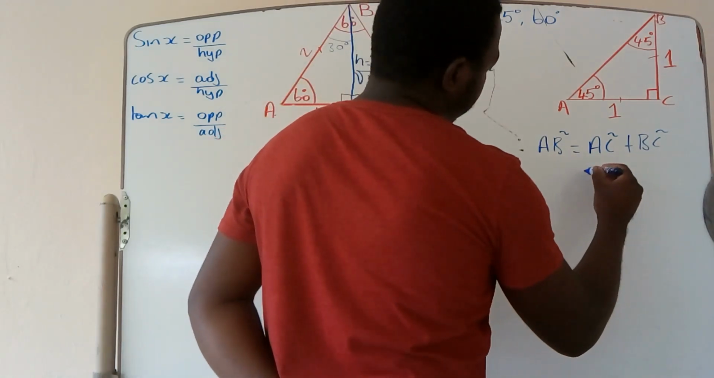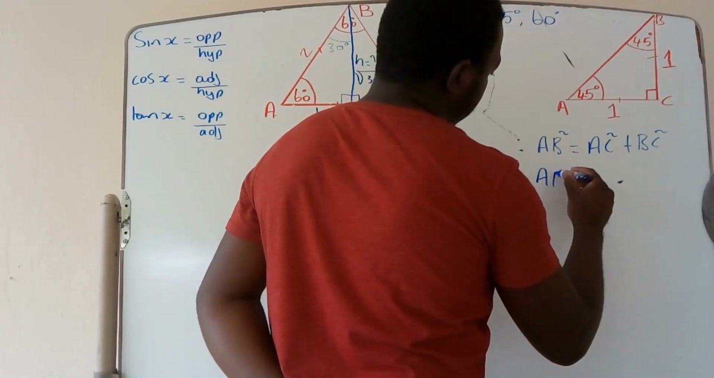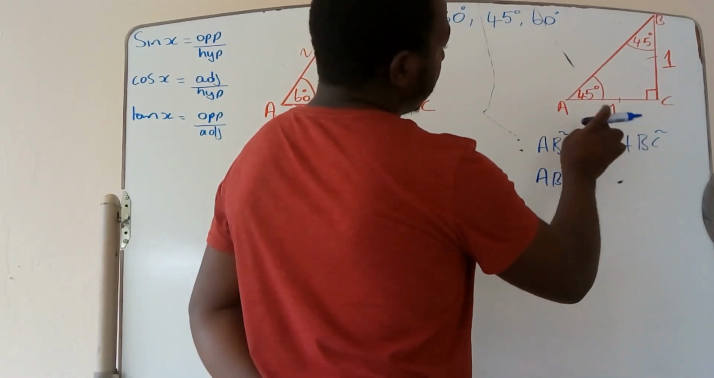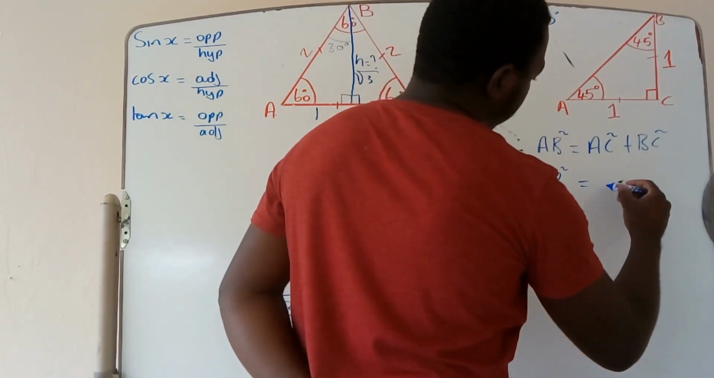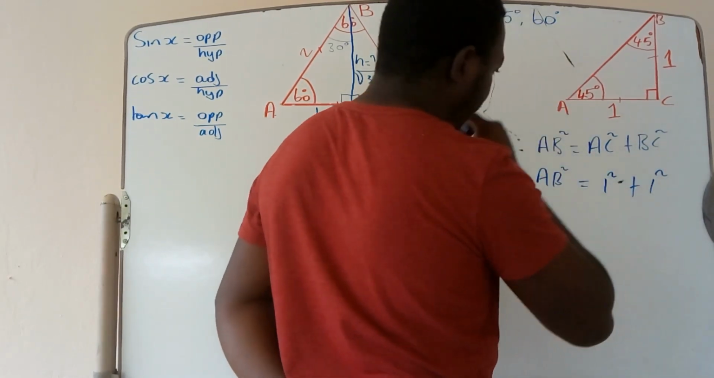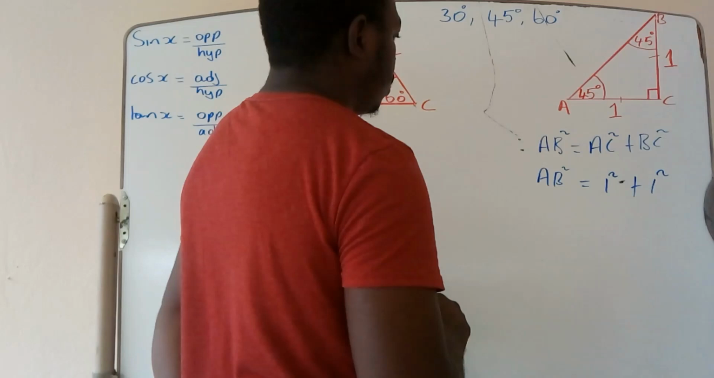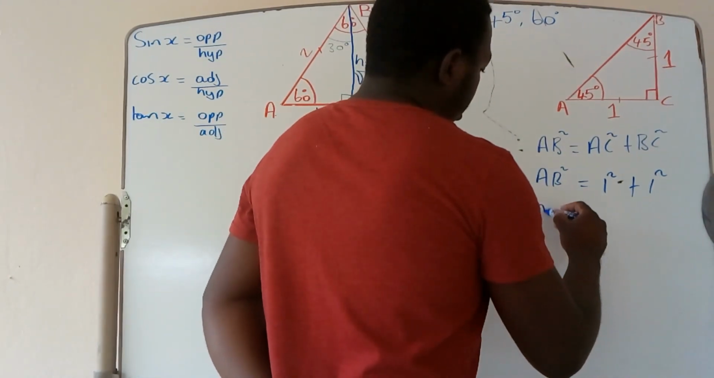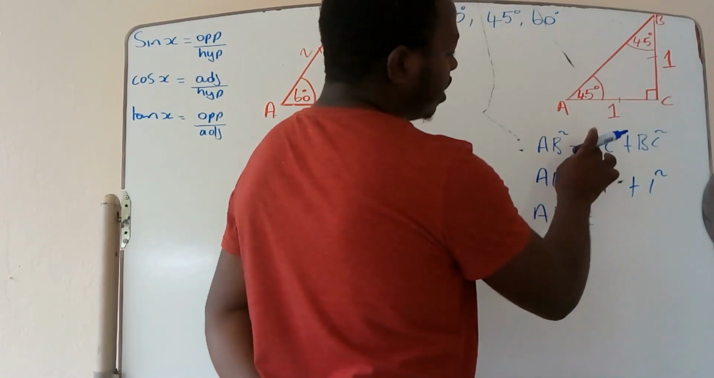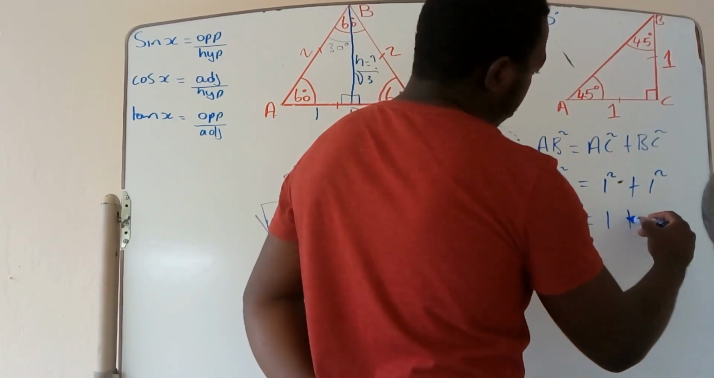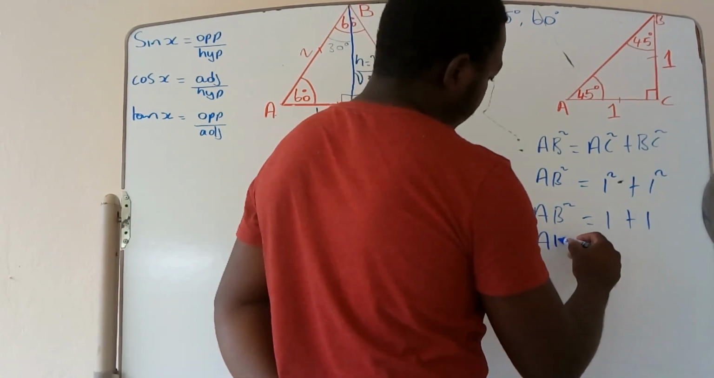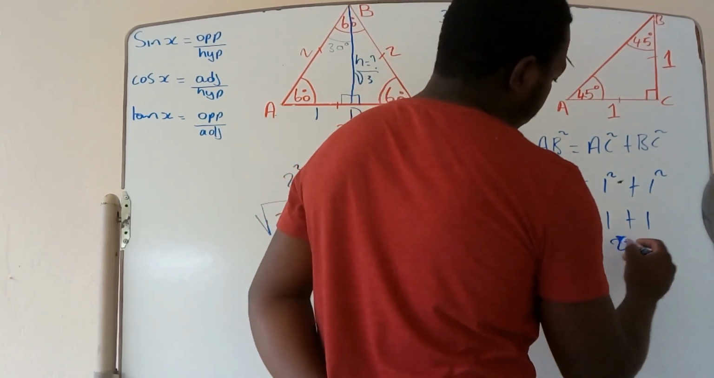Right? Now, AB squared is what I want to find. So therefore, AB squared is equal to, what is AC? The length of AC is 1. So this is just 1 squared plus 1 squared. Right? Now, AB squared is equal to, what is 1 squared? 1 squared is just 1, plus 1. Right? So AB squared is equal to 2.